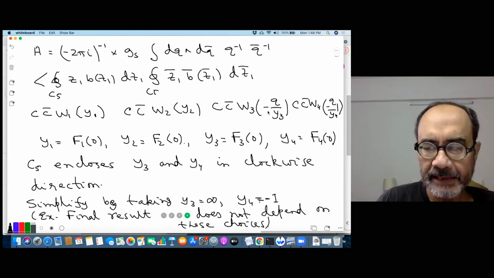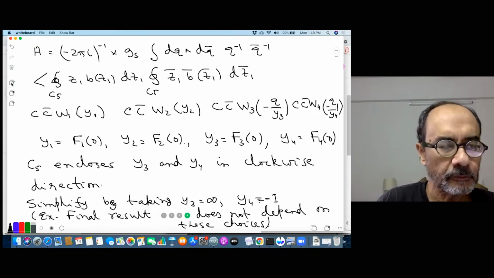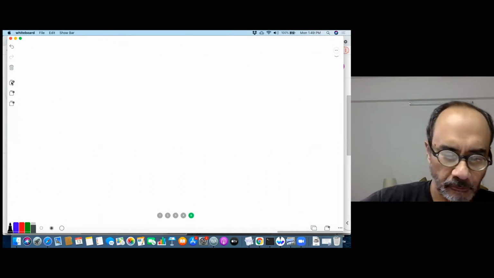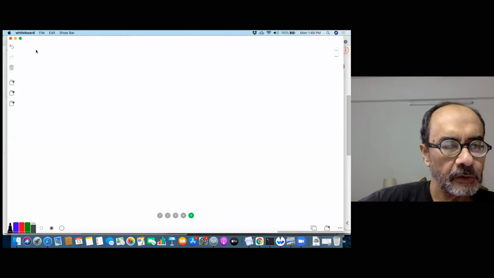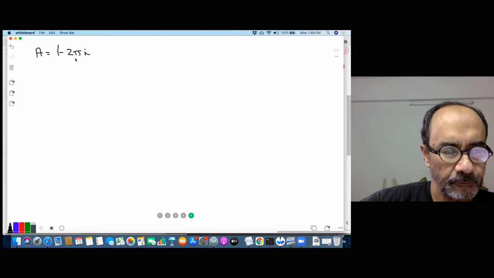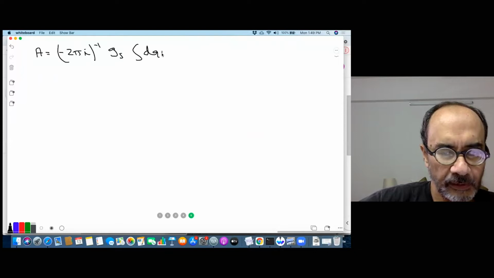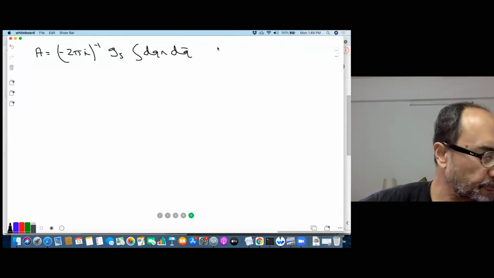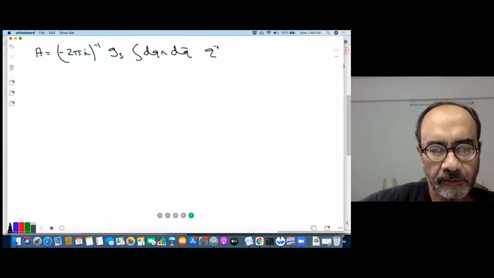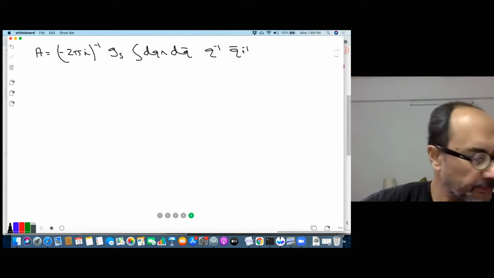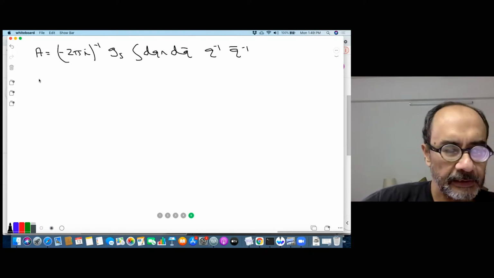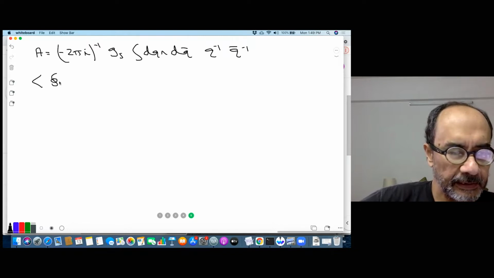So with this, this argument becomes 0, and this becomes cc bar w4 of q. So A is minus 2 pi i inverse gs integral dq wedge dq bar, q inverse q bar inverse. Then the integral of C5.